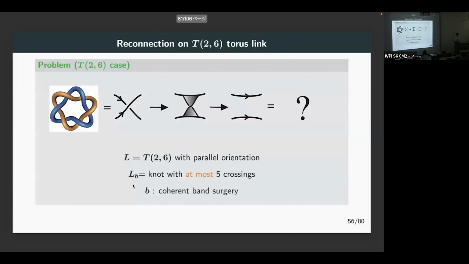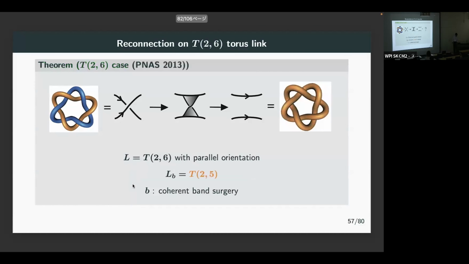So this is the problem we would like to consider. First, the link is given. In this case, we consider the 2,6 torus link. And you do the band surgery, and we assume that as a result, we have a knot, a one-component knot, and we assume that the knot has at most 5 crossings. The complexity goes down. Then only using this, we can give an answer, and we can show that the result will be the torus knot 2,5. So this is one example of the application of knot theory to this.